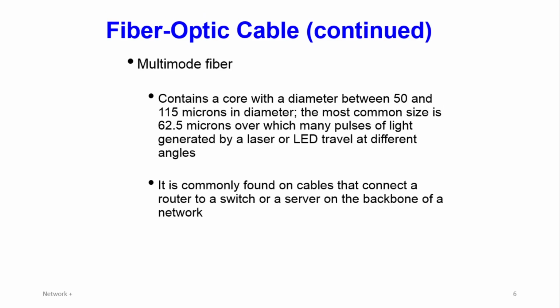Multi-mode fiber contains a core with a diameter between 50 and 115 microns. The most common size is 62.5 micron, over which many pulses of light generated by a laser or LED travel at different angles. It is commonly found on cables that connect a router to a switch or a server on a backbone of a network.